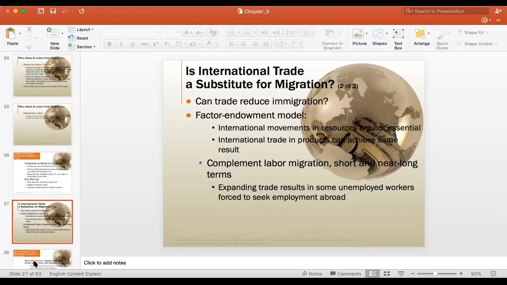Okay, let's explain this. Let's start with the long run. When we say that immigration and trade are substitutes, what do we mean by that? We simply mean that if you have trade, there is no need for immigration to take place. If countries are trading with one another and there is free trade between them, then there is no reason for immigration.